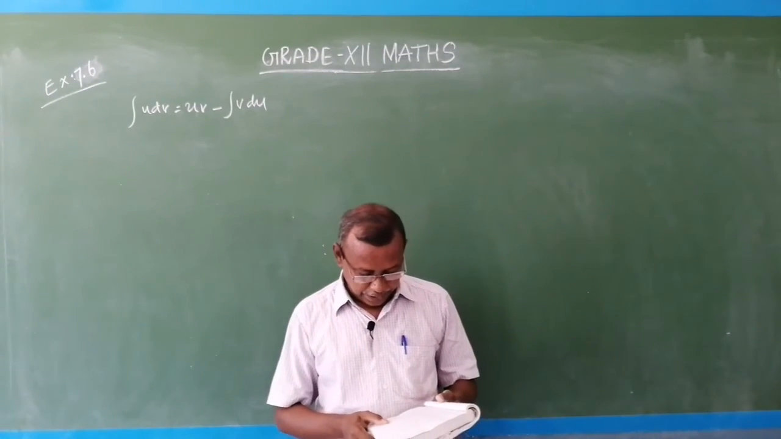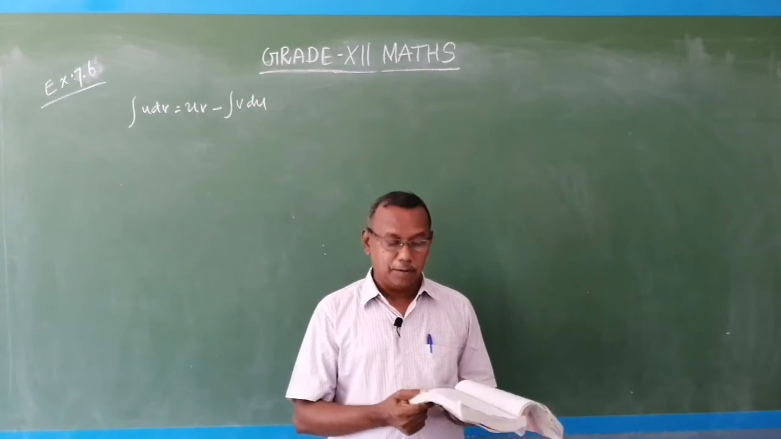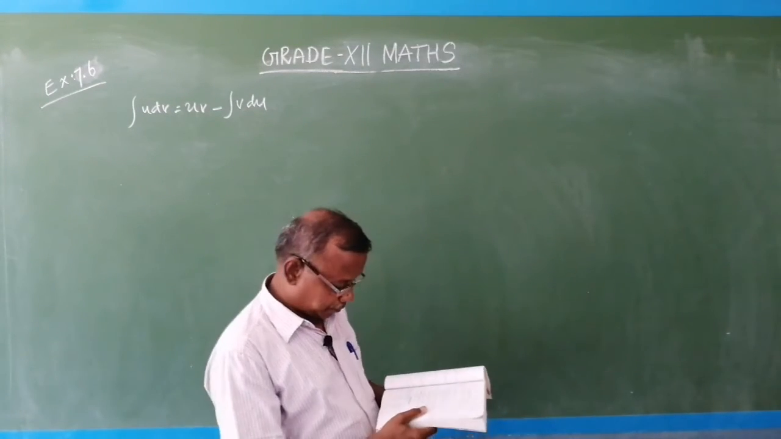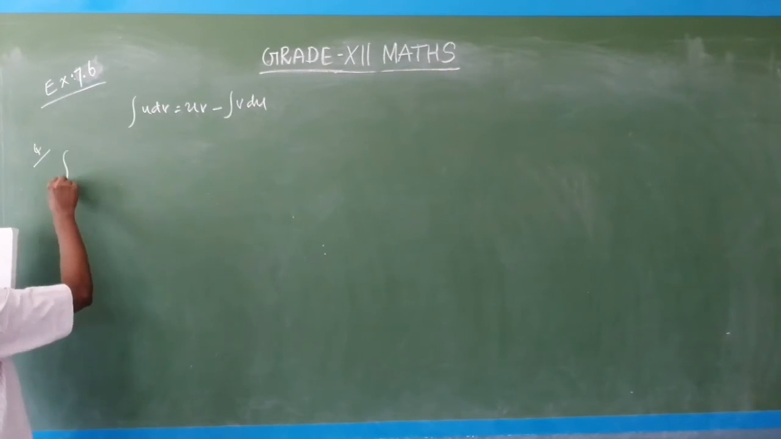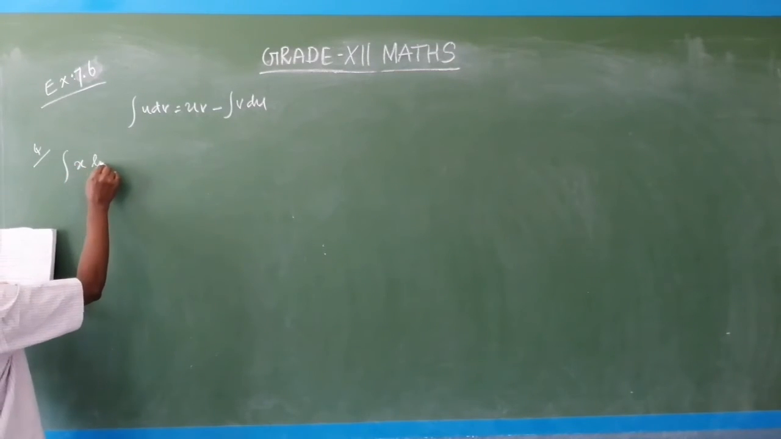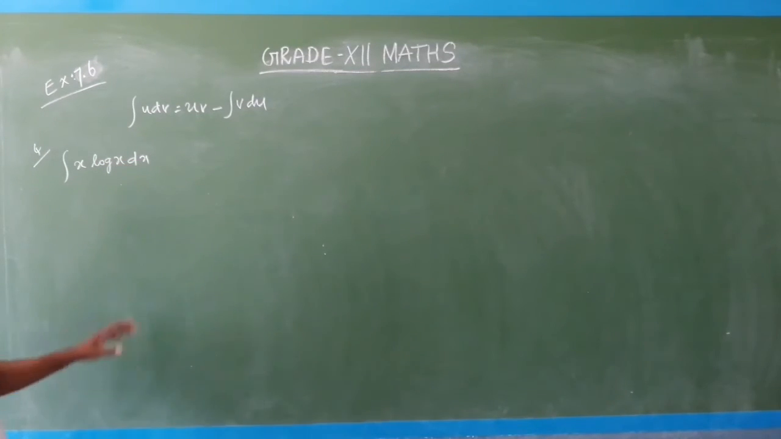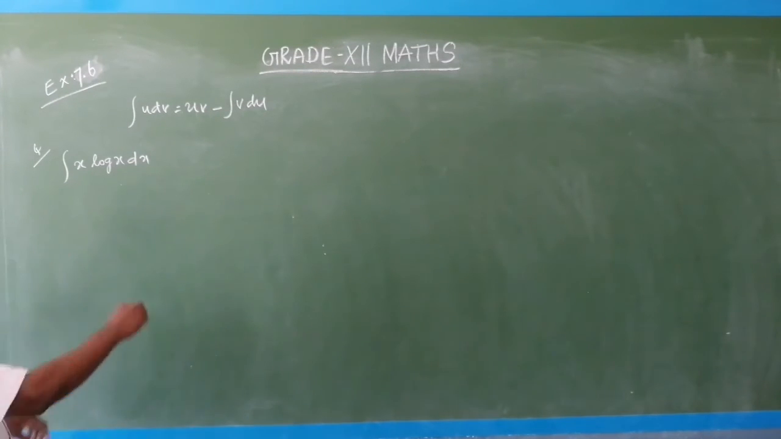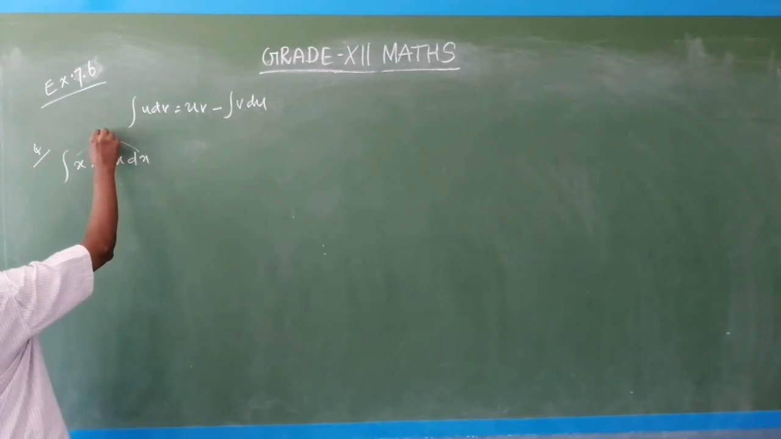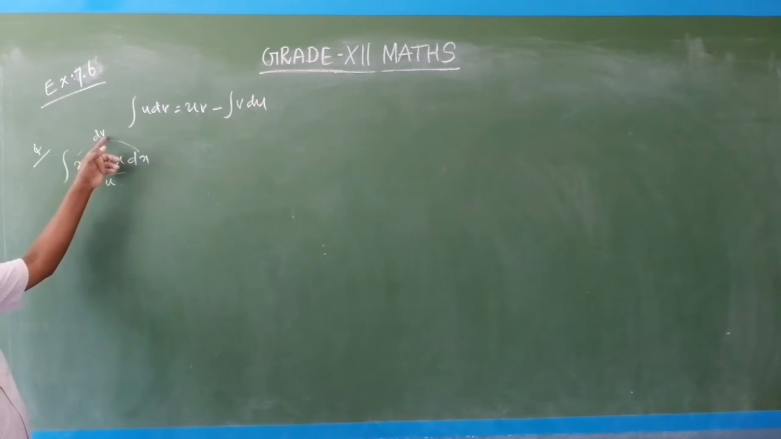Now, in exercise 7.6, I have completed problem number 3. Next, problem number 4, I give you an idea. Problem number 4 is integral x into log x into dx. In this case, we don't have any formula for integrating log x. So, we have to take log x as u and x dx as dv. Here log x can be taken as u and x dx is dv.